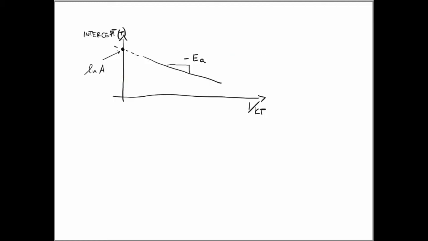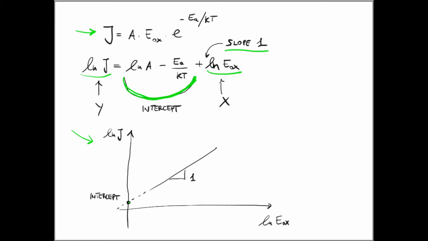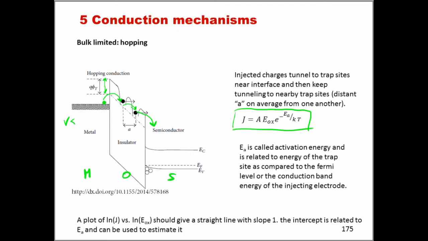And so, as you can see here, if we were to plot the intercept at different temperatures versus 1 over kT, we should expect a straight line with a slope that will give us straight away minus EA. This energy that we said we call the activation energy of the process, that, as we said, is related to the depth, if you like, of the trap sites.